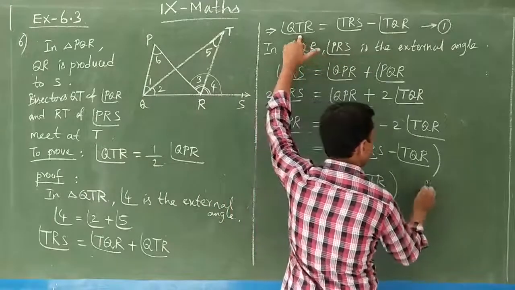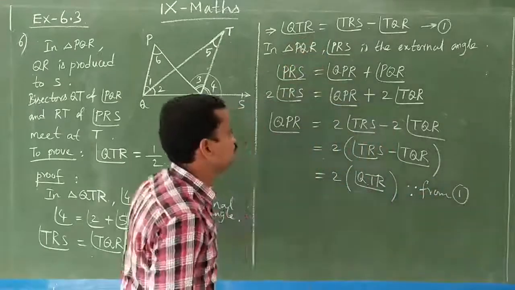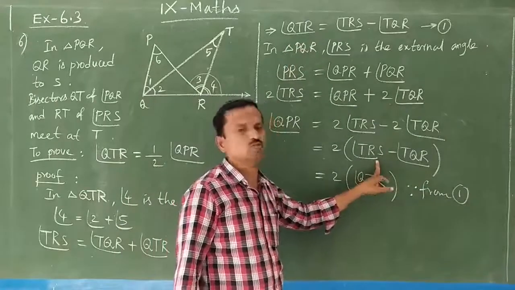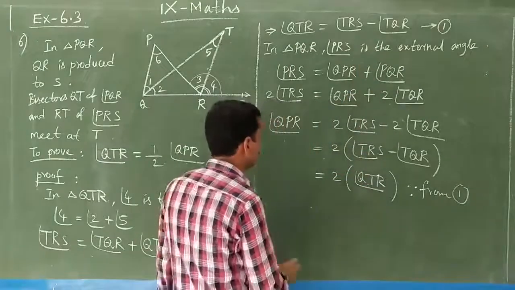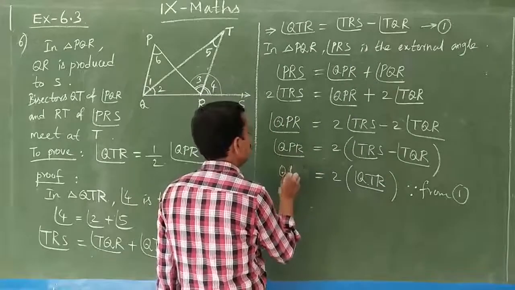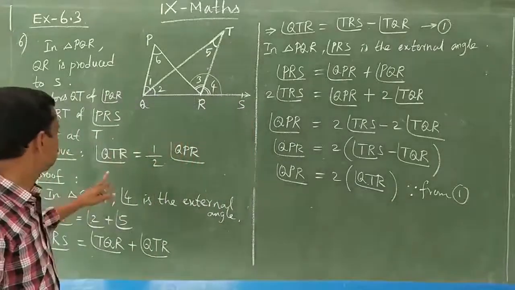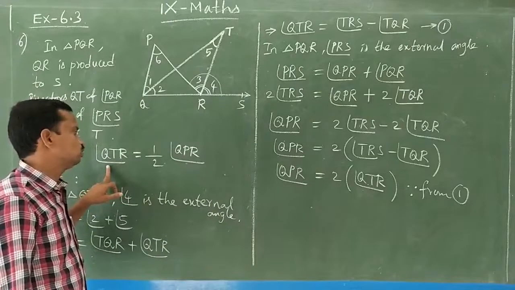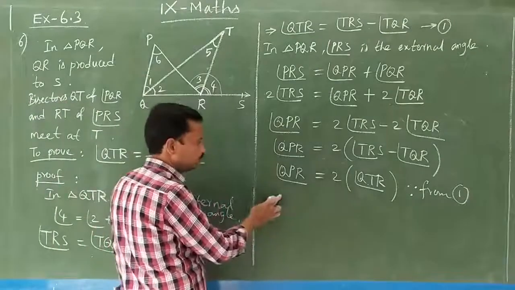Since from equation 1 we can substitute QTR angle instead of this bracket. So this bracket is there, TRS angle minus TQR angle. And now you see QPR. So to keep on writing this to the left side, we have to do the equation. To prove it, we have to write. And now you see the proof part. So by seeing the proof part, you have to proceed. So QTR, that is equal to 1 by 2 into QPR. So if you bring 2 to the left side, it becomes 1 by 2.